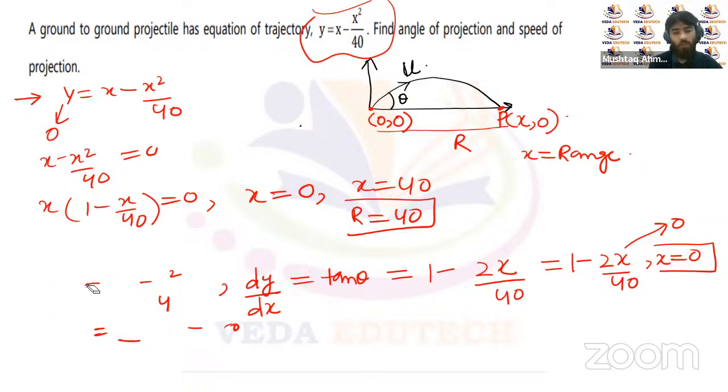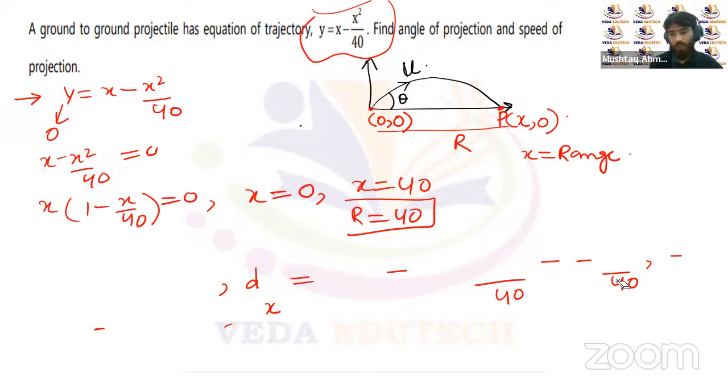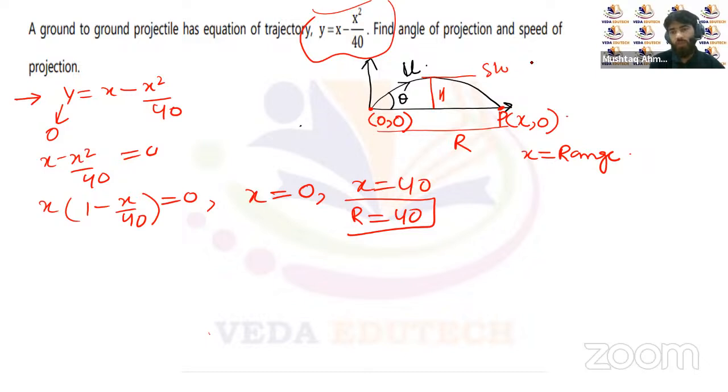If we calculate the maximum height for the same projectile using the concept of differentiation, we know that at maximum height, the slope of this horizontal line is equal to 0. It means that at maximum height, dy by dx has to be equal to 0.